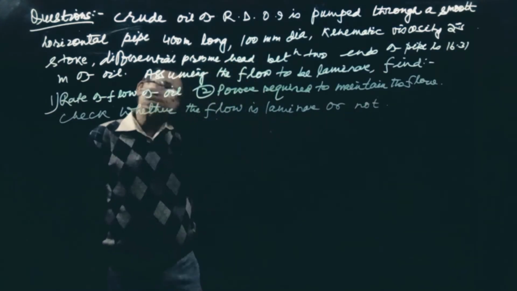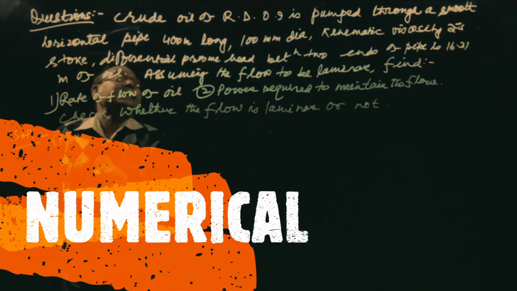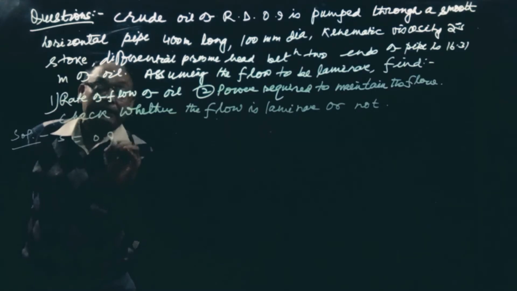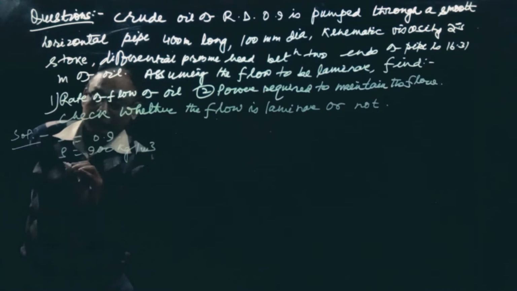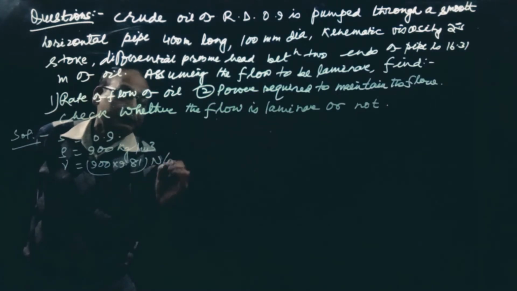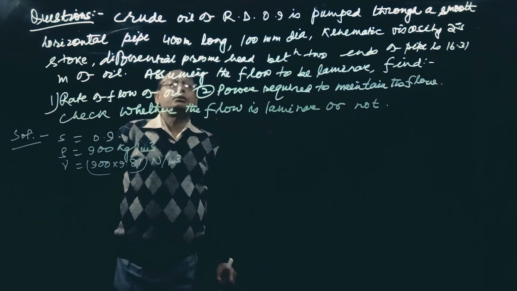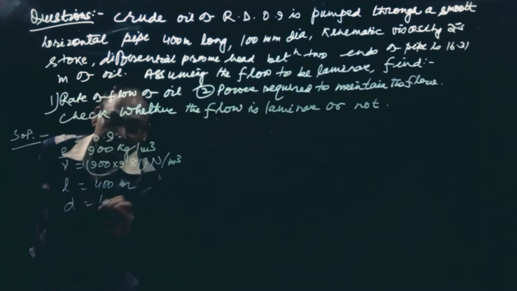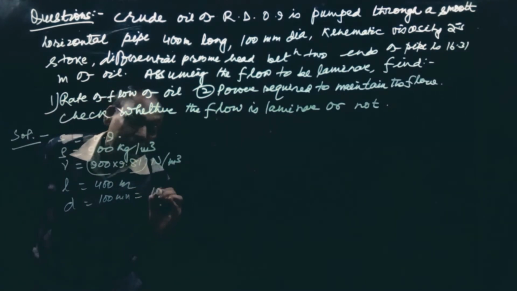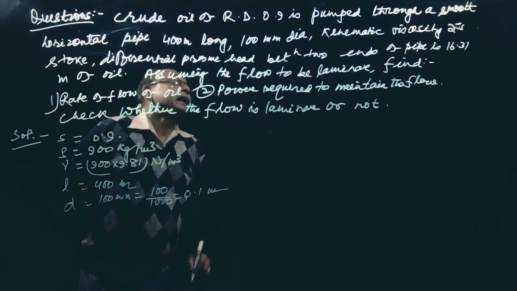The question is lengthy, so let us collect the data. First, crude oil of relative density, that is specific gravity, 0.9. So the mass density is 900 kg per meter cube and the weight density is 900 into 9.81 Newton per meter cube. The pipe is smooth and horizontal, so length is 400 meter, and diameter is 100 mm, that is 100 divided by 1000, which is 0.1 meter.